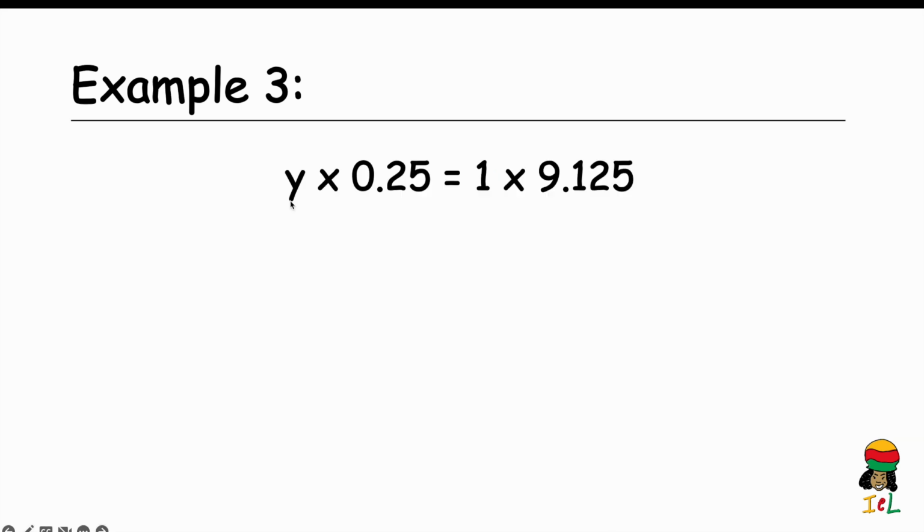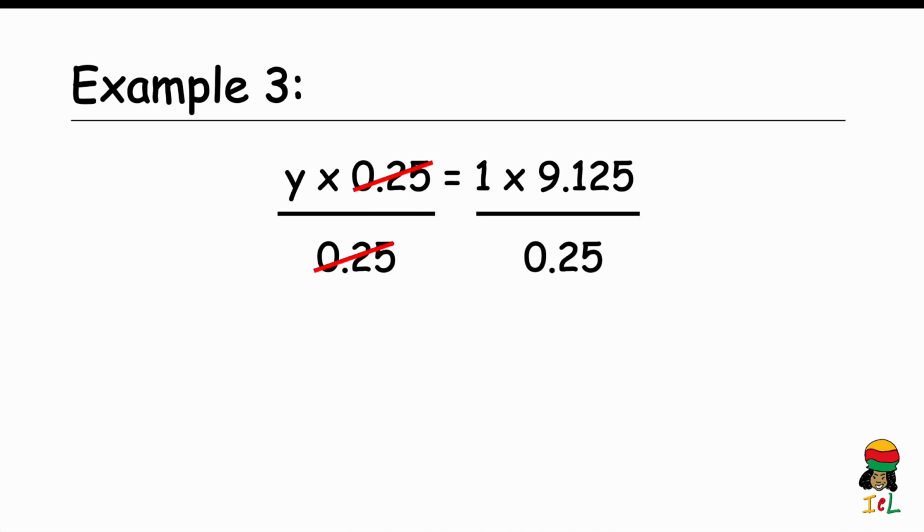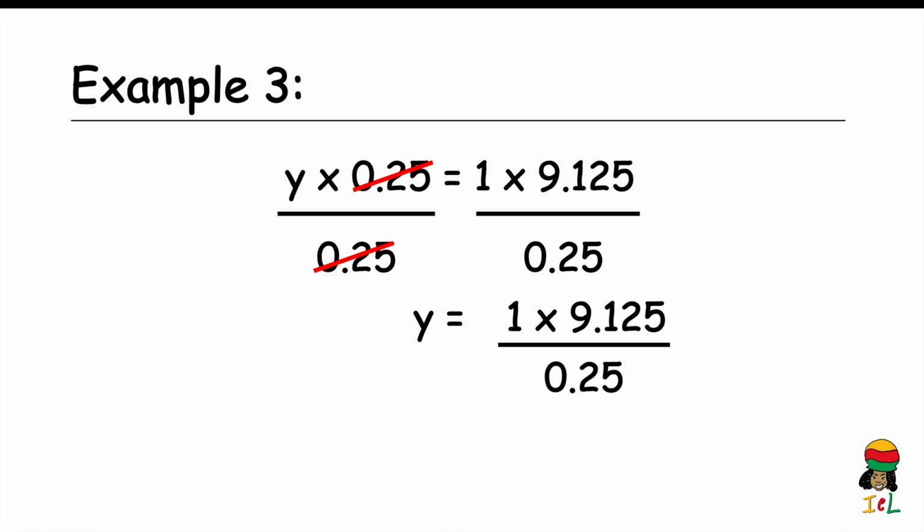Now we have to make Y the subject of the formula. On the left-hand side of the equation, we multiply Y by 0.25, seeing that we're multiplying. In order to cancel that value, we want to get rid of the 0.25 from the left side of the equation. We do the opposite operation to multiply, which is divide. And so we divide both sides of the equation by 0.25. And of course, the 0.25 will cancel on the left side of the equation. And that leaves us with Y is equal to 1 times 9.125 divided by 0.25.